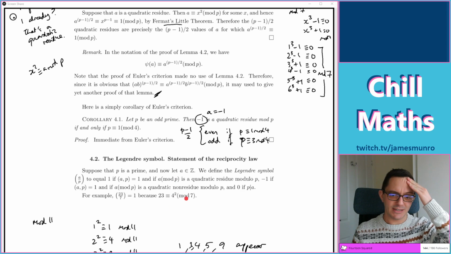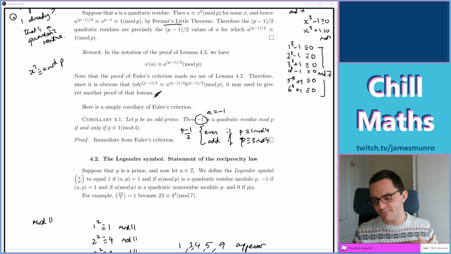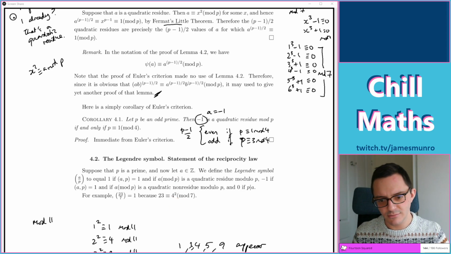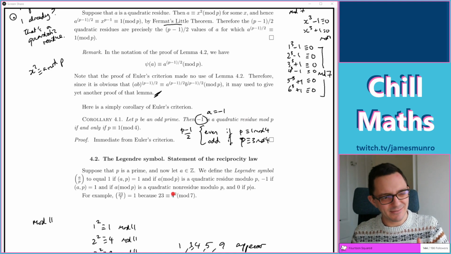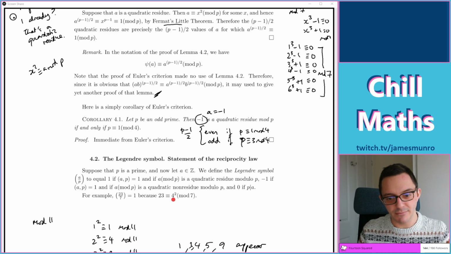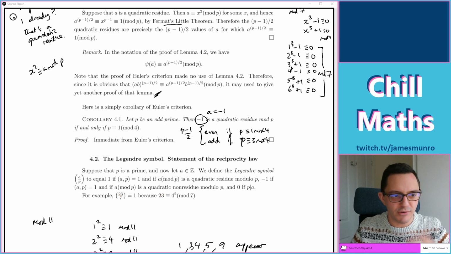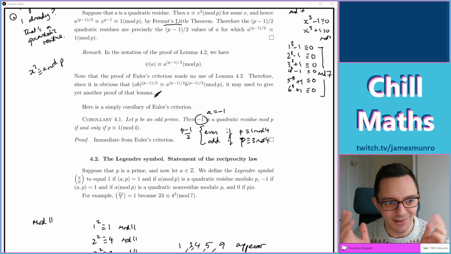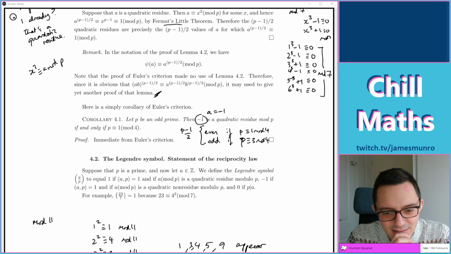So I've been talking as if 4 squared is 16, which I've been simplifying down to like 2 mod 7, but 23 is 2 mod 7 as well. So yeah, fine, okay. 23 is a quadratic residue mod 7. 30, 37, all of them are quadratic residues mod 7.